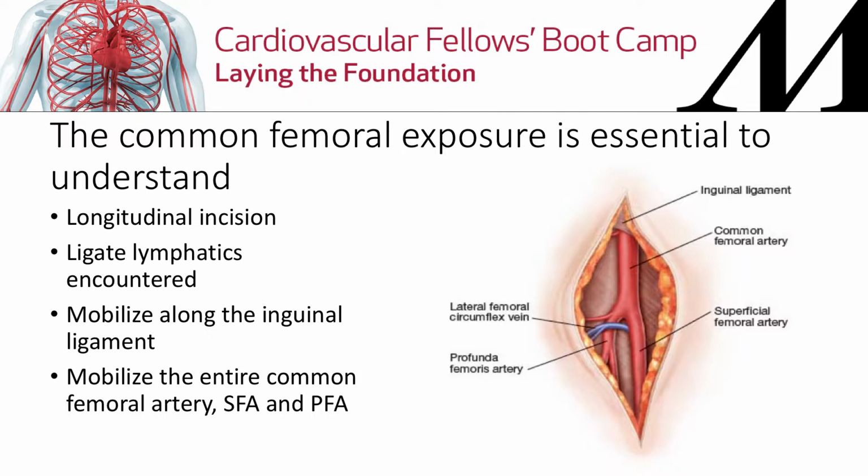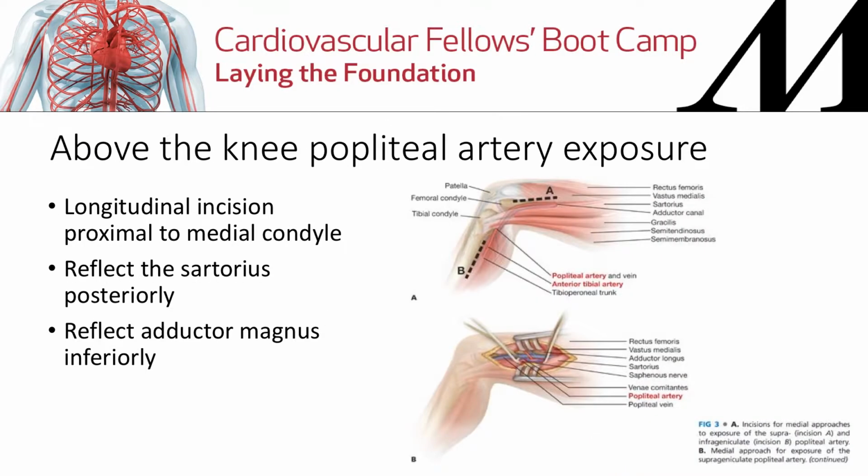Also be aware that I like this particular picture because it shows that venous branch that goes underneath the superficial femoral artery, the lateral circumflex vein, off the femoral vein. So whenever you're trying to encircle the SFA at that point, just be aware that there's a nice juicy purple structure that bleeds a lot.